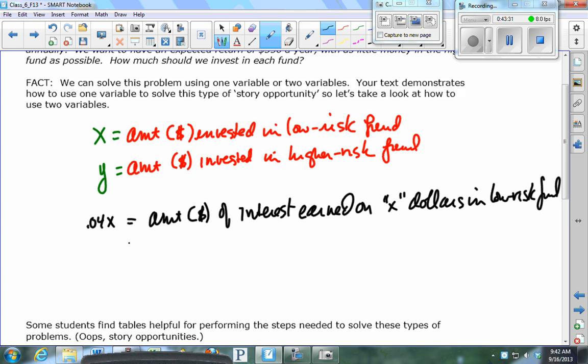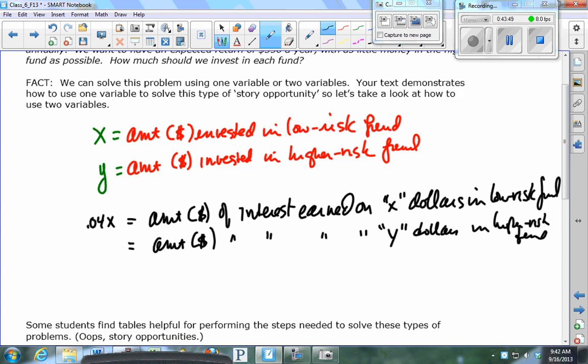What would my other variable expression look like that I would need to solve this? Yeah, Eric? Yep, on Y dollars invested in the higher risk fund, right. You can use those little quote marks so that you don't have to write too much. And what would be the variable expression that would represent that? Someone other than Eric? What would represent that? Yeah, Ian?